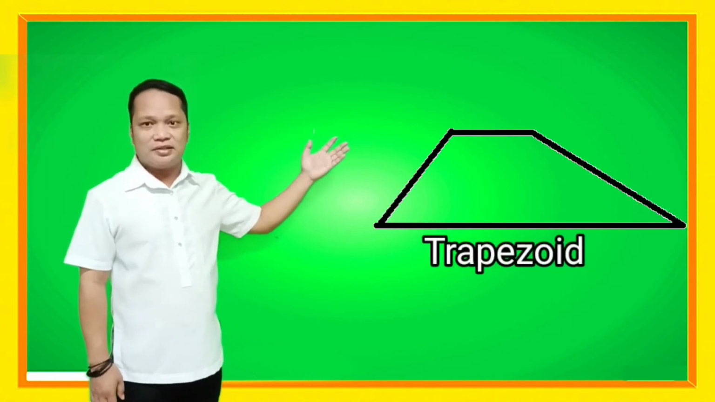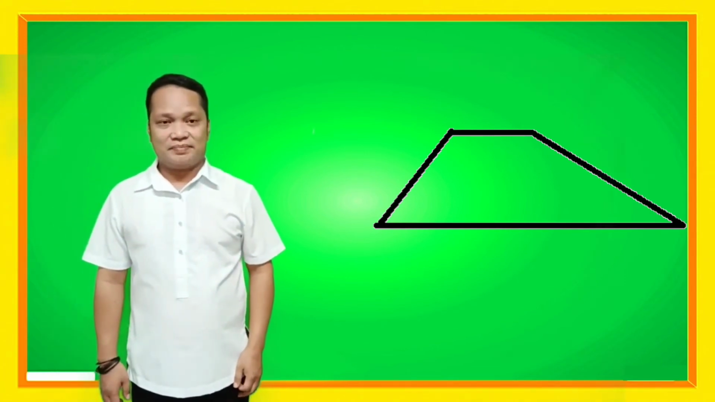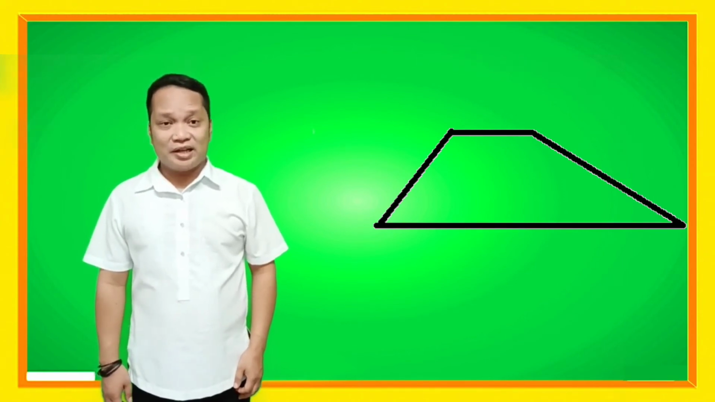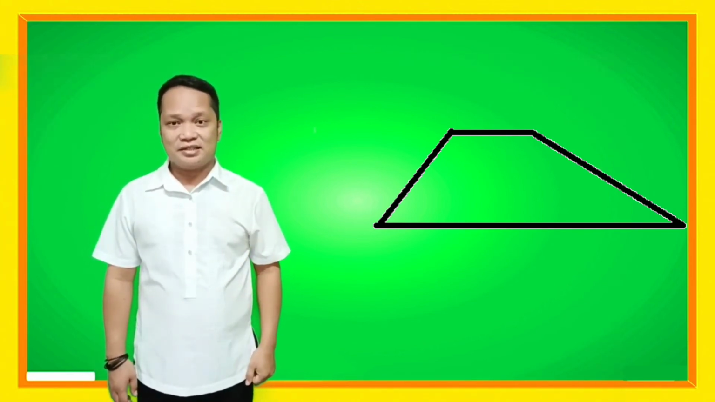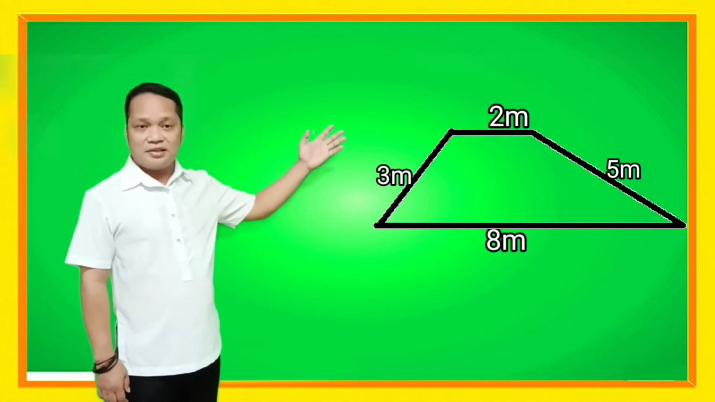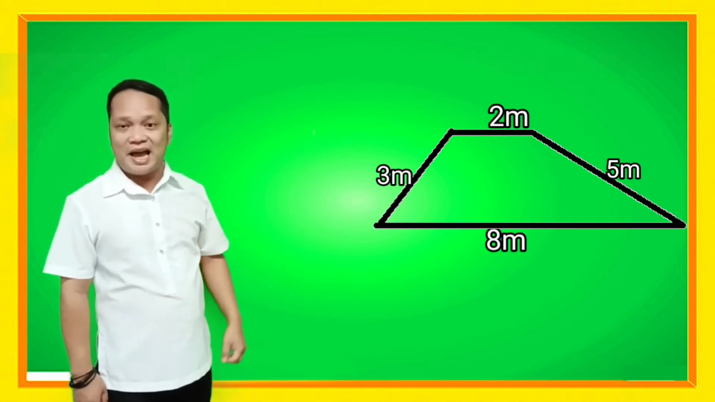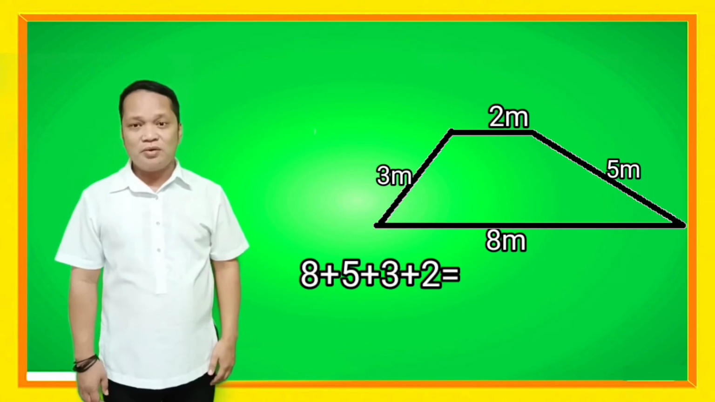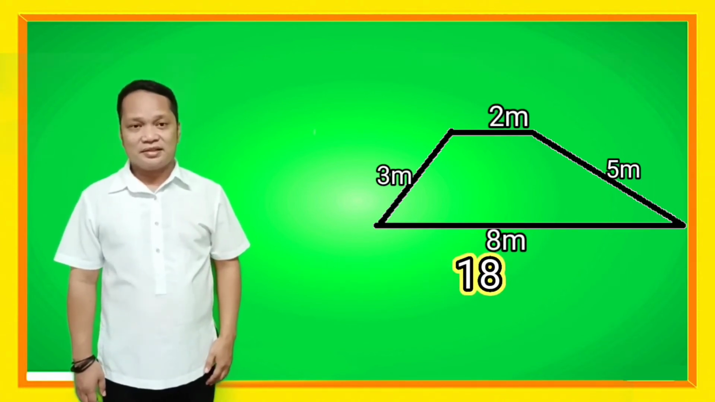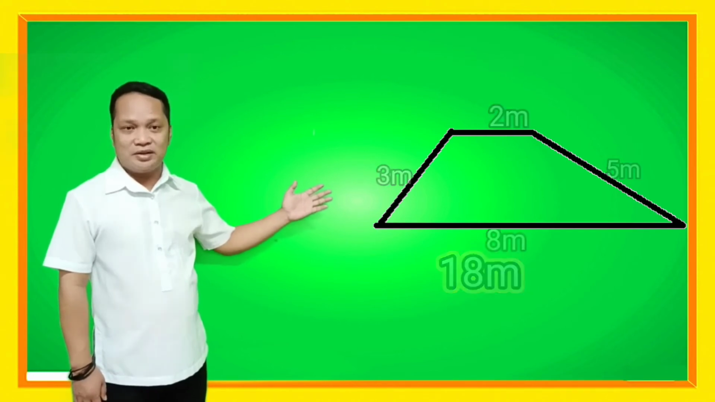Last but not the least is the perimeter of a trapezoid. Just like the other polygons, again, we simply add the sides. A trapezoid is a quadrilateral, therefore, it has 4 sides. So, we just add the 4 sides. Take a look at this. These trapezoids have different measurements. We simply add 8 plus 5 plus 3 plus 2. So, the total is 18. Therefore, the perimeter of this trapezoid is 18 meters.